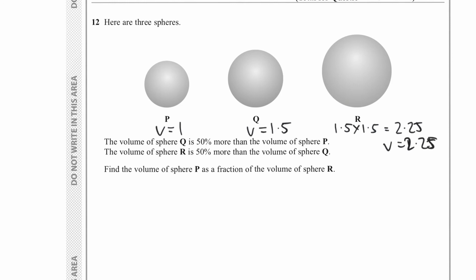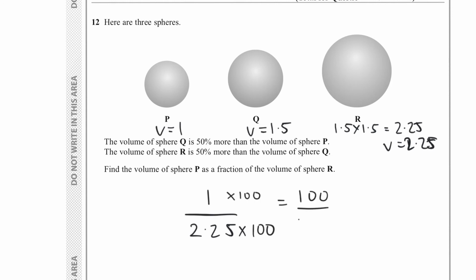It wants us to find the volume of the sphere P as a fraction of the volume of the sphere R. So if the volume for the sphere P is, let's say we've labeled it as 1, and the volume for the sphere R is 2.25, that's it as a fraction. So we need to simplify this fraction. I'm going to times both top and bottom by 100, so I get whole numbers.